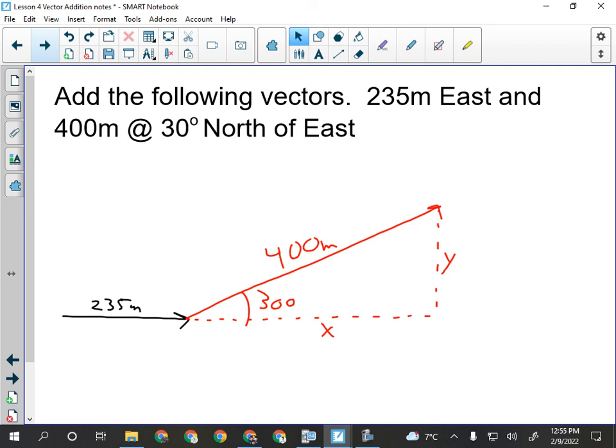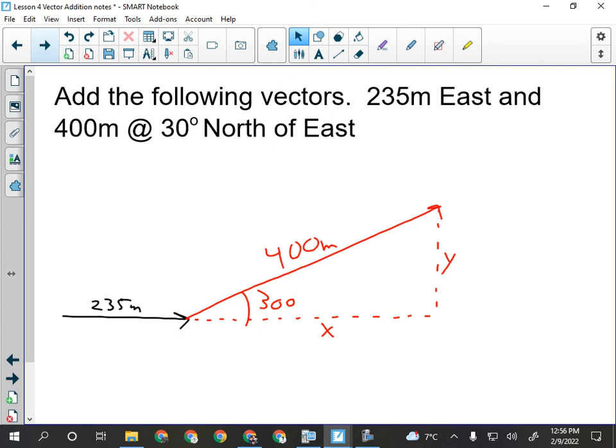It only has an X component. Exactly. It only has an X component. I can't make a triangle out of a horizontal line. It goes east. That's it. It doesn't go north or south at all. So when I'm looking at this one, black X would be 235, and black Y would be 0, because it doesn't go vertically.